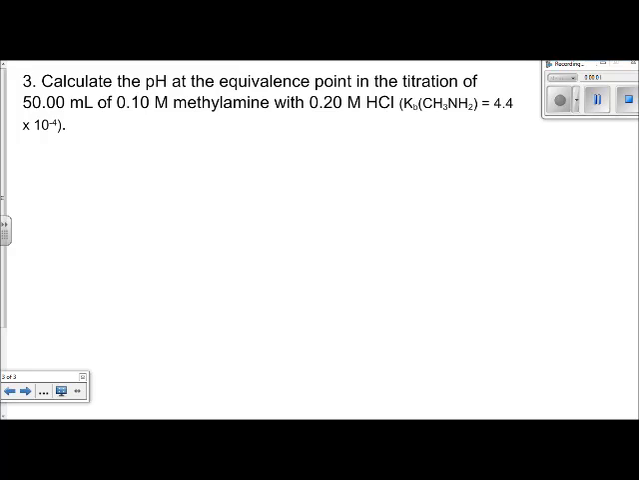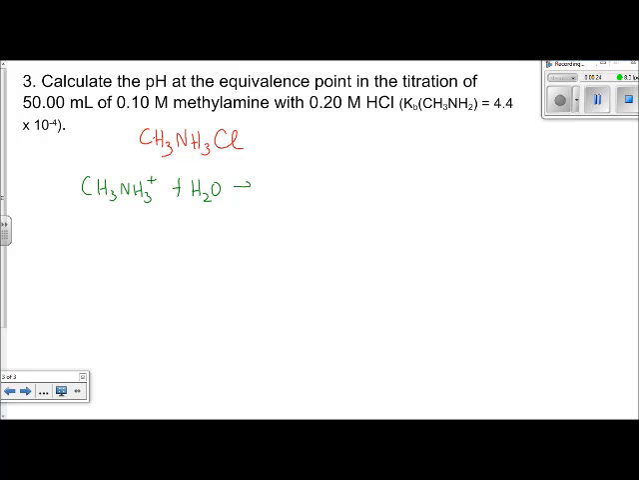This is another titration of a base, this time methylamine. So we identify the salt that's going to be produced as the methylammonium ion, so CH3NH3 plus and Cl minus. Cl minus again will not react with water. It's the CH3NH3 plus that will do that.